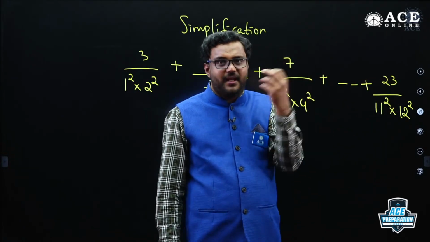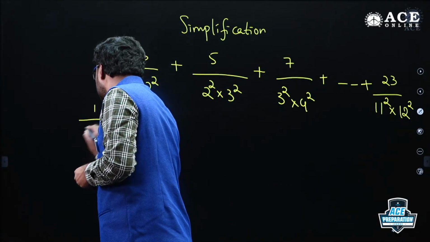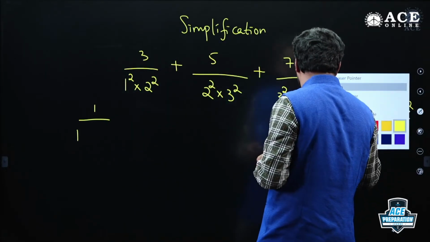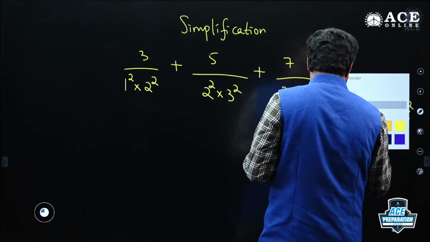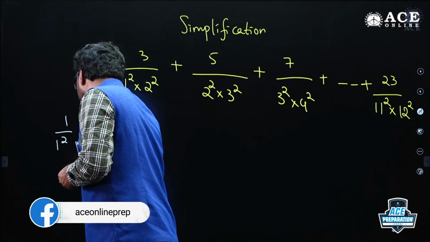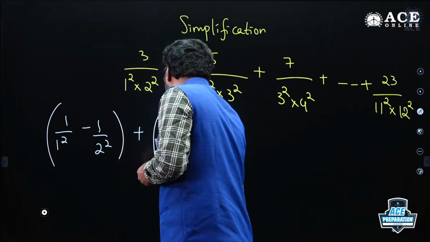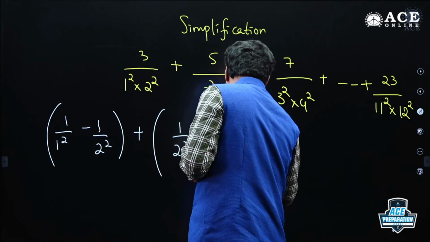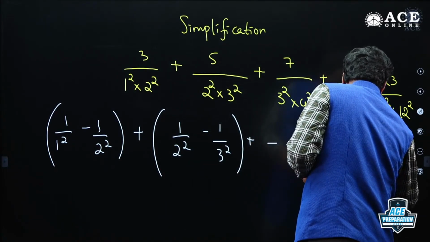When the denominator product's difference is there in the numerator, not only for this question but for remaining questions also, you can write it directly as 1 by 1 square minus 1 by 2 square. The second term is 1 by 2 square minus 1 by 3 square, and so on, up to 1 by 11 square minus 1 by 12 square.